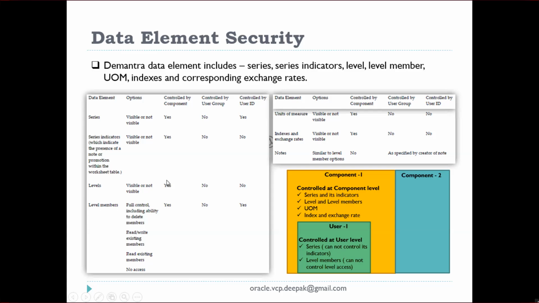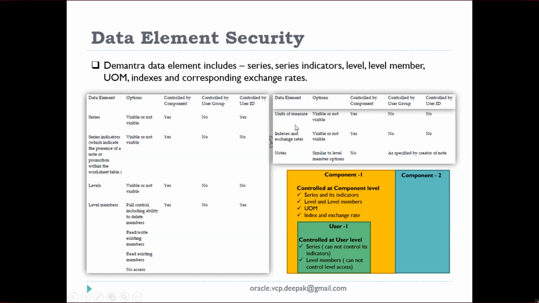Then the level. The level will be controlled at the component, but the level member will be controlled at the component and the user level. What is meant by that? If I define a new level, XX item type, that level is available for the demand management component, but the corresponding level members like MTO and CTO will be given only to one particular special user or separate user. So this can be done.